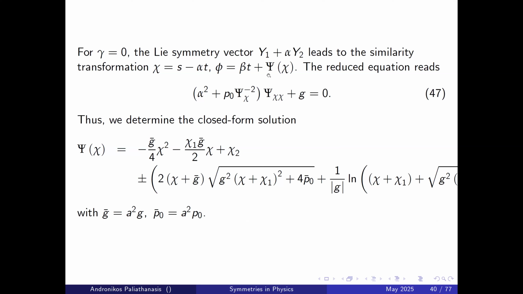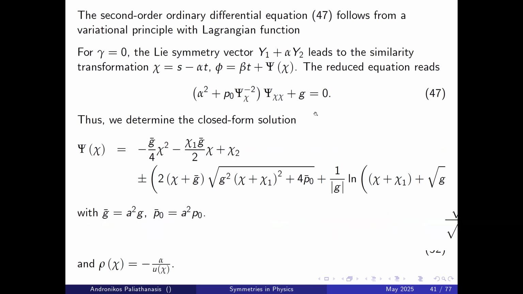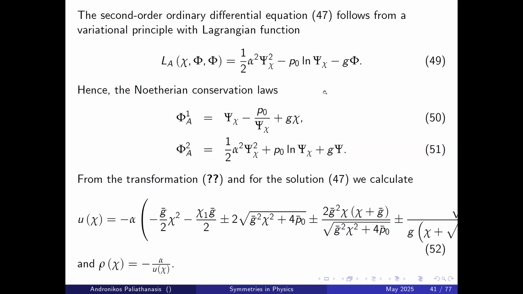This gives us a solution which is a travelling wave in the Lagrange variables. The reduced equation is this one, and the closed form solution is this one. It's going out of the slide because it is a very long expression. You can easily solve equation 47 by hand. Now, equation 47 follows from a variational principle, and this is its Lagrangian. Hence, this Lagrangian means Noether symmetries, and the Noetherian conservation laws are these.